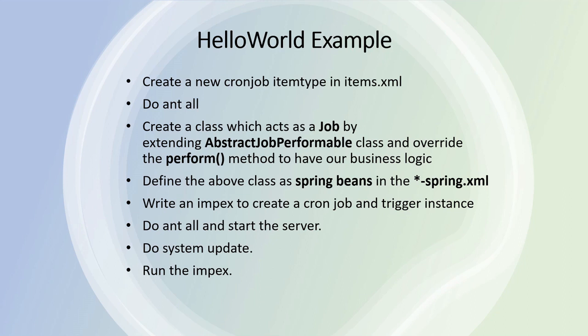So friends, once you create a cron job item type in the items.xml, after that you have to do the ant all, right? And after that, we have to create a class which will basically act as a job where we define our custom logic, and that job extends the abstract job performable class. There we override the perform method, and inside that perform method we write our business logic.